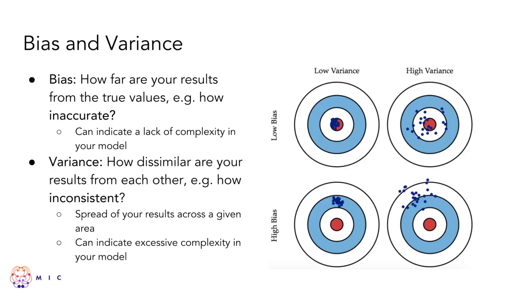The opposite problem is low variance and high bias. Low variance means your results are consistent, but high bias means they're wrong, so they're consistently incorrect, and that's not what we want either. Worst case scenario, high variance and high bias: your results are inconsistent and they're also incorrect. Any questions on bias and variance? Because this is important. Great.